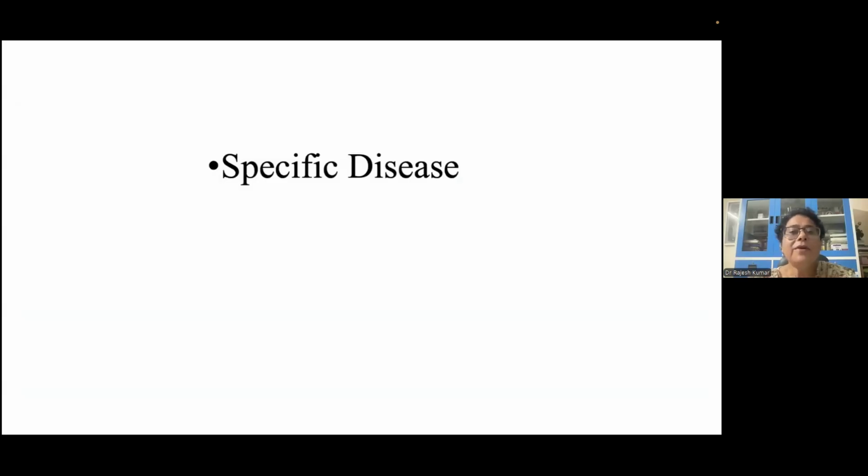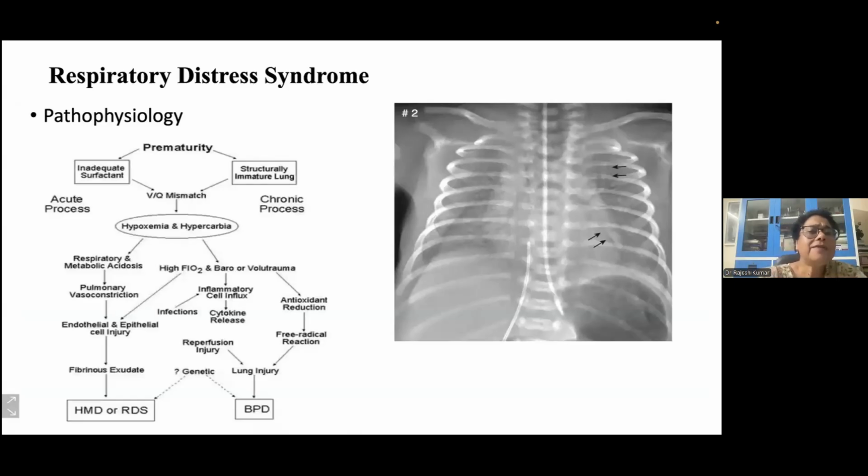So now we'll be going to the specific diseases. First we'll be talking about respiratory distress syndrome, after having understood all the types of ventilators which are available, the different modalities which we can use, and also the flow sensors. Now we'll be discussing certain conditions like respiratory distress syndrome.